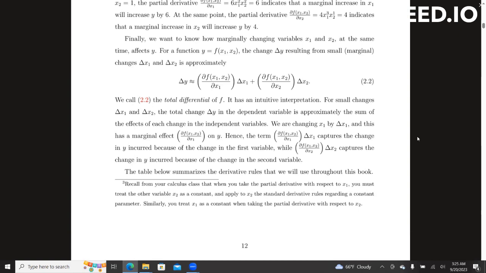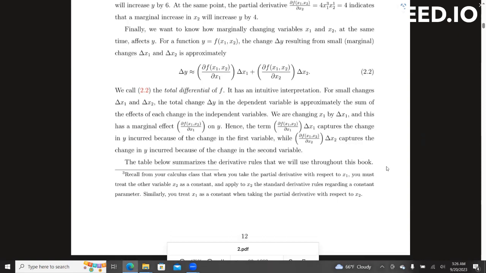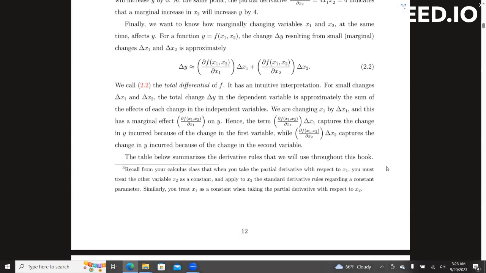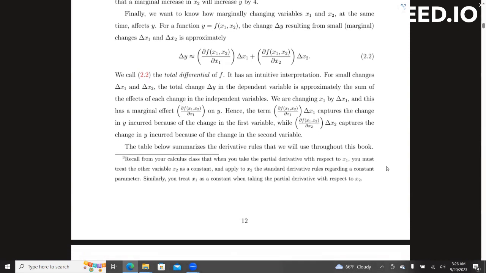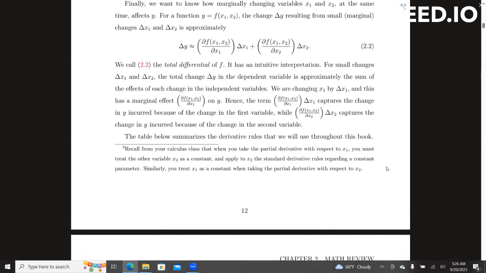So finally, we want to know how marginally changing variables x1 and x2 at the same time affects y. For a function y equals f of x1, x2, the change delta y resulting from small marginal changes delta x1 and delta x2 is approximated by the total differential. It has an intuitive interpretation, just like we described in the last video. I basically see it as y equals mx1 plus mx2, which essentially is what it is.